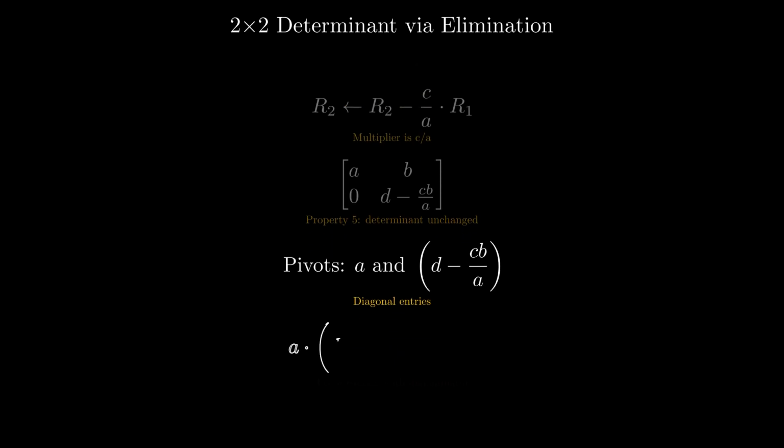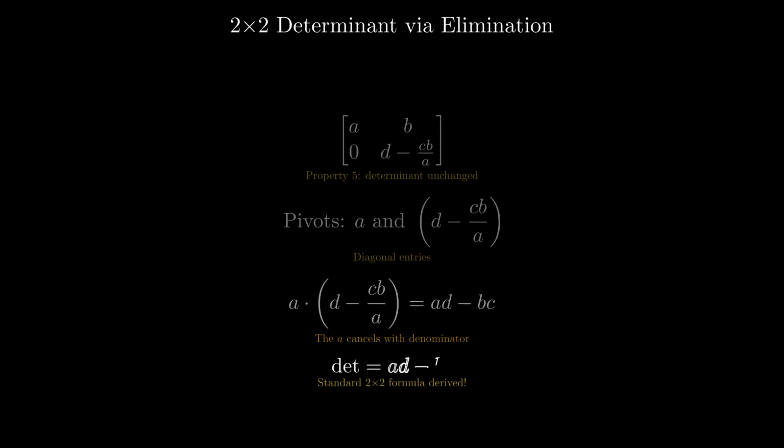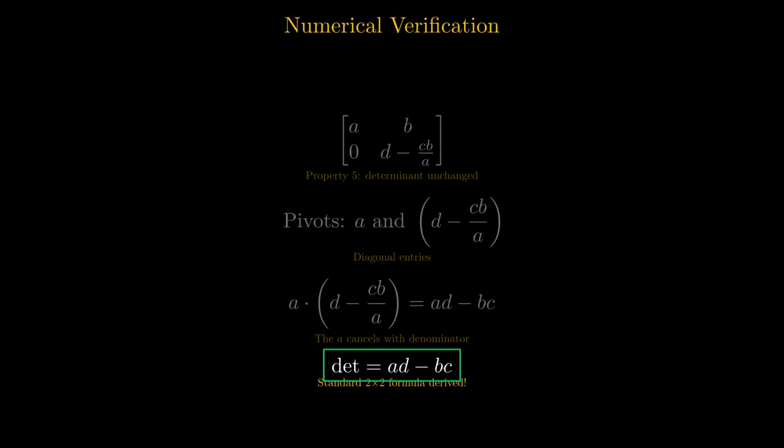We multiply the pivots A times the quantity D minus CB over A. Simplifying, the A in the denominator cancels, and we get AD minus BC. That's exactly the standard 2 by 2 determinant formula, derived purely from elimination. Now let's do a numerical check.